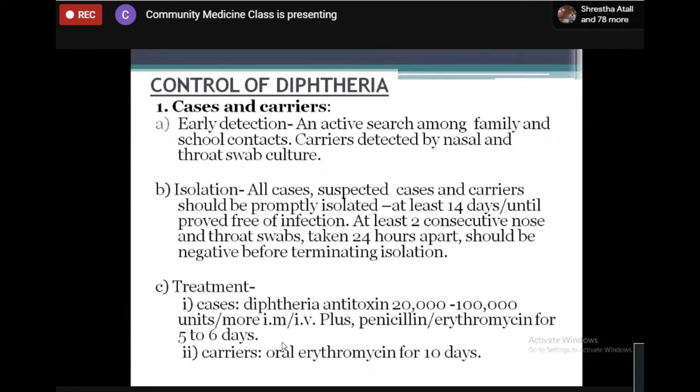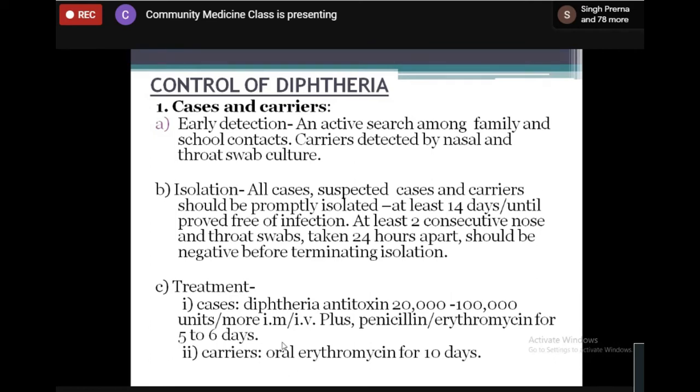So here in diphtheria, all cases, and even if the person is a suspected case, and carriers also, they should be isolated. They should be kept in one place, preferably in hospital, at least for 14 days or until proved free of infection. At least two consecutive nose and throat swabs taken 24 hours apart should be negative before terminating isolation.